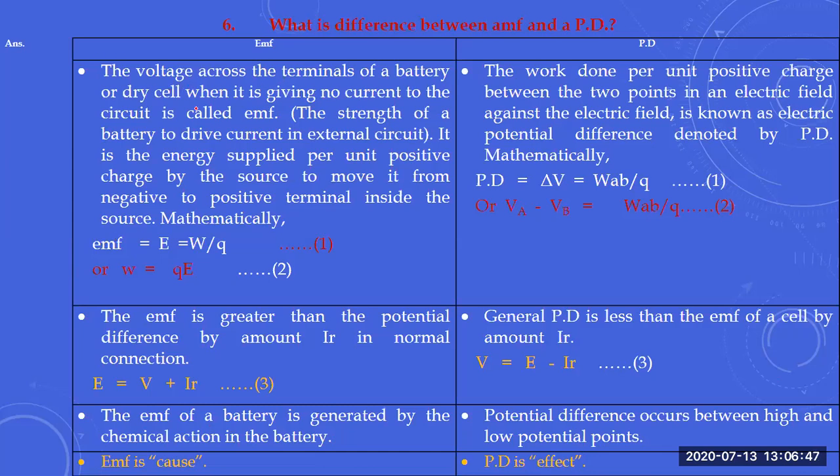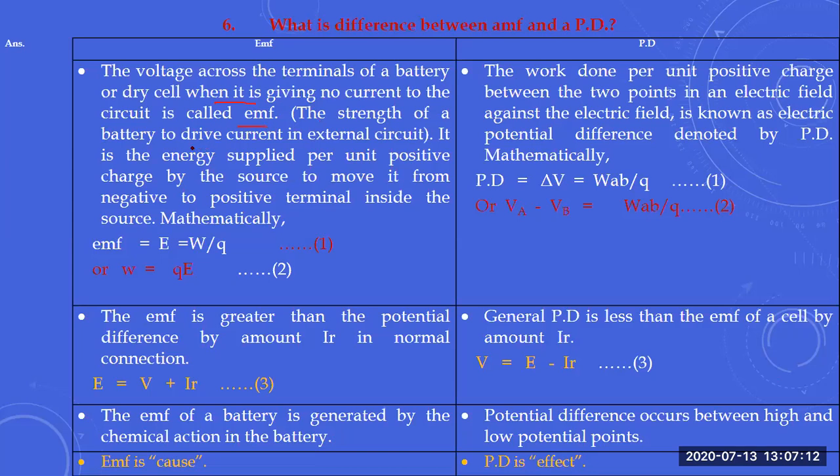The voltage across the terminals of the battery or dry cell when it is giving no current to the circuit is the EMF. Without connecting any conductor across the terminals of the battery, so that no current passes through a conductor, you have to consider only the terminals of the battery. When you check the potential across the terminals, that is basically the EMF.